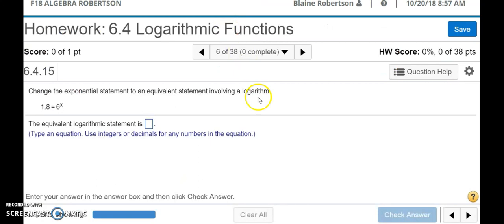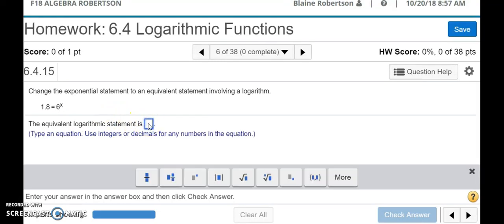All right, so for 6 through 11, I figured we might as well just work a few of these in MyMathLab. It says, once again, change the exponential statement to an equivalent statement using logarithms. So remember, for logs, it's going to be log BAE, or log bay. So we just want to rewrite it as a logarithmic statement. We have log, the base in our problem is 6. The answer in this problem is 1.8, which becomes the argument when we write it as a logarithmic expression, and that equals our exponent, which is x.